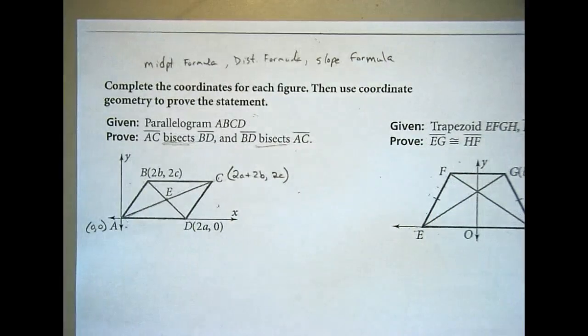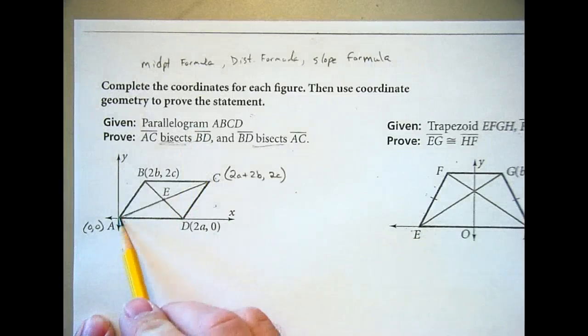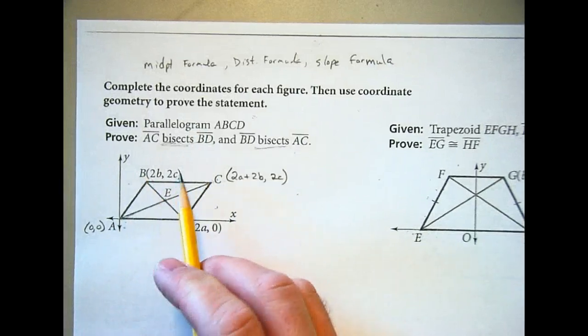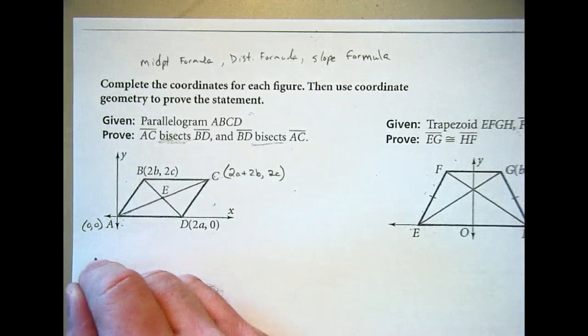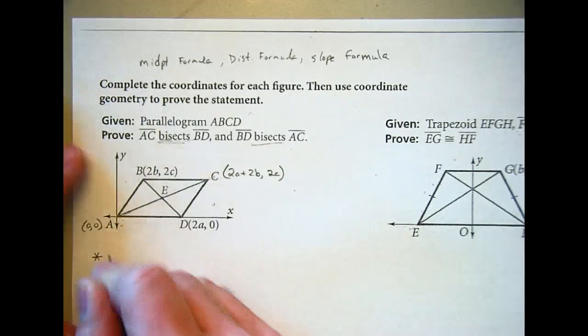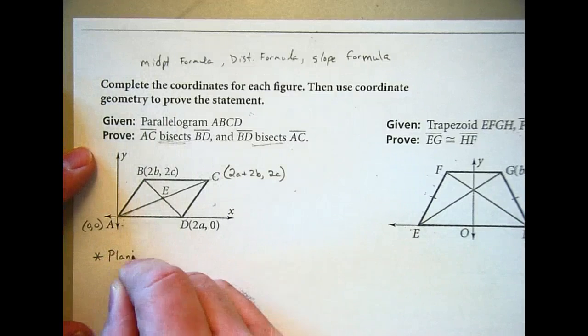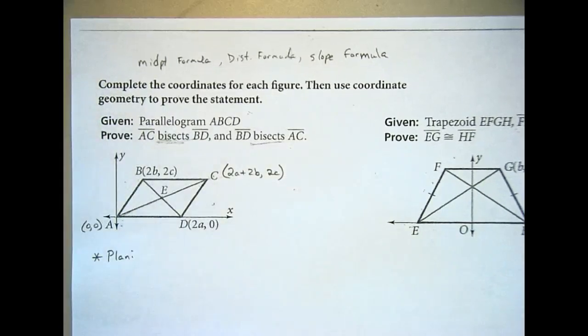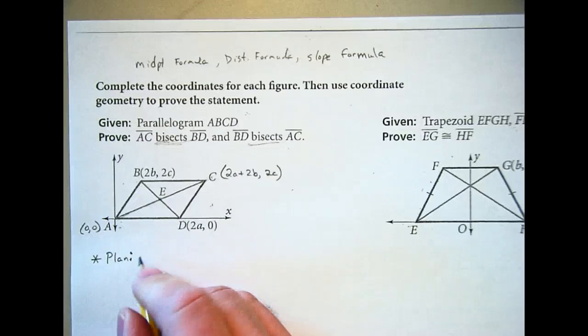All right, well, let's go ahead and try that. I want everyone to find the midpoint of AC and the midpoint of BD. Go for it. So our plan, for those of you who didn't write down the plan, is to find the midpoint of each and see if they have the same midpoint. If they do, then the lines bisect each other.